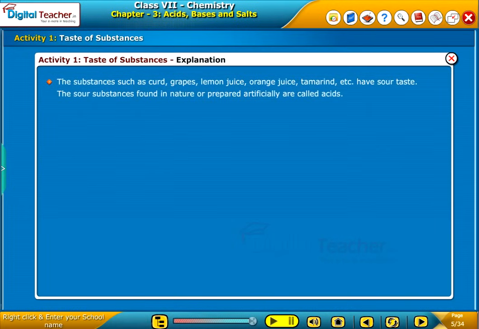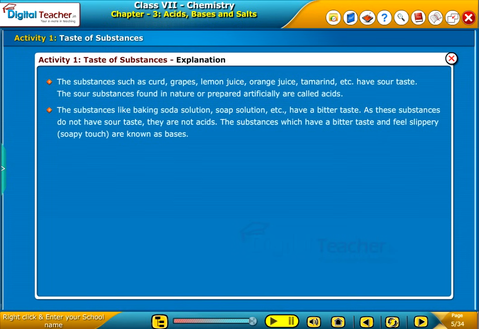The substances such as curd, grapes, lemon juice, orange juice, tamarind, etc. have sour taste. The substances found in nature or prepared artificially which taste sour are called acids. The substances like baking soda solution, soap solution, etc. have a bitter taste. As these substances do not have sour taste, they are not acids. The substances which have a bitter taste and feel slippery, that is soapy to touch, are known as bases.